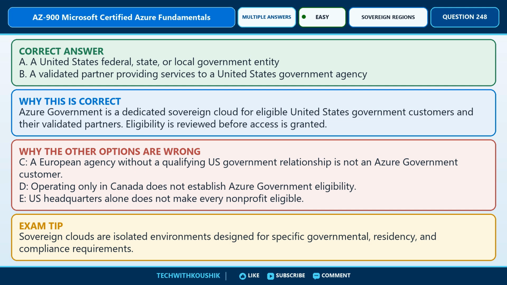Now let's rule out the other options. C. A European agency without a qualifying US government relationship is not an Azure Government customer. D. Operating only in Canada does not establish Azure Government eligibility. E. US headquarters alone does not make every non-profit eligible. Here's a useful exam tip. Sovereign clouds are isolated environments designed for specific governmental, residency, and compliance requirements.